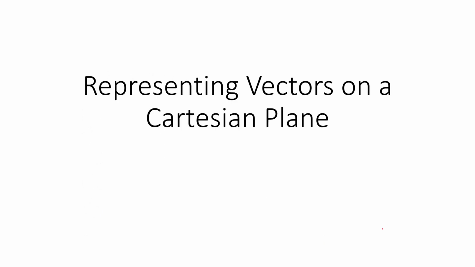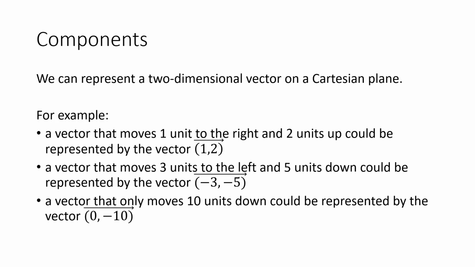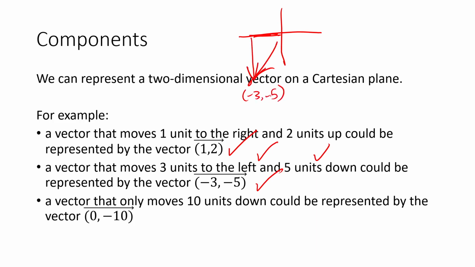Okay? Now, representing vectors on a Cartesian plane. This is an important skill in this course. We're often going to represent a two-dimensional vector on a Cartesian plane. So a vector that moves 1 unit to the right and 2 units up will be described by the vector 1, 2. A vector moving 3 units to the left and 5 units down will be described by a vector negative 3, negative 5. Because if you start at the origin, and go 3 to the left and 5 down, you'd end up at the point negative 3, negative 5. So we call that the vector negative 3, negative 5.